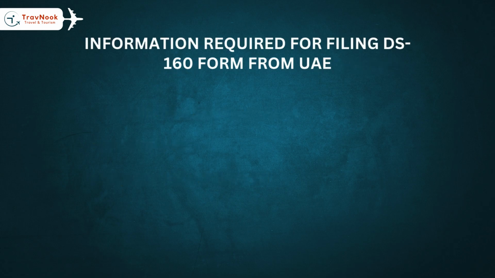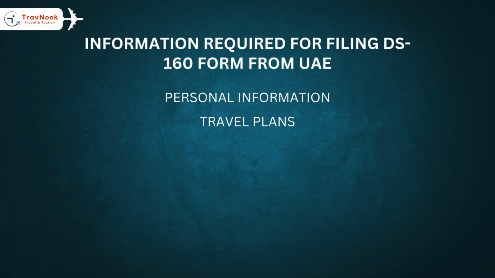Information required for filing the DS-160 form from the UAE. Filling out the DS-160 form for a U.S. visa requires the following details. Personal information: name, address, date of birth, nationality, passport details. Travel plans: purpose of travel, intended travel date, address where you will stay in the U.S. Travel history: past U.S. travel, previous visas issued or denied.